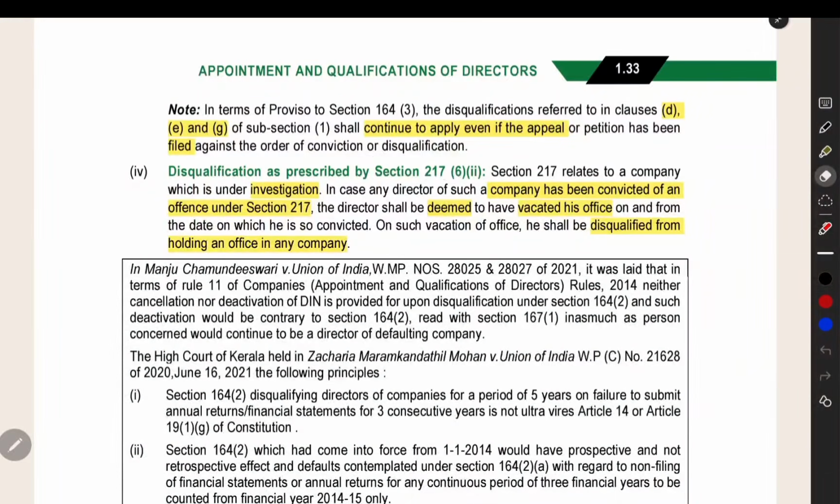Disqualification, if you are getting it under section 217, like inspection, inquiry, investigation, you will be learning that section. If you are getting a disqualification under that section also, your office shall be deemed to be vacated. We will be seeing other cases also in which our office will be vacated in some other section.